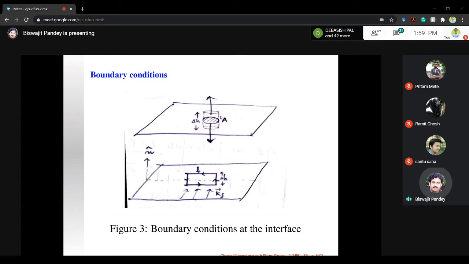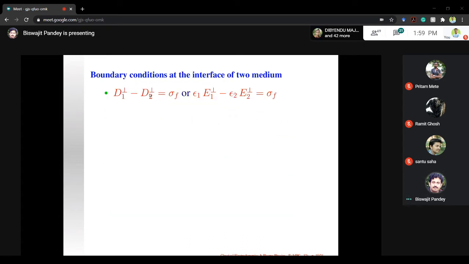So then you get this equation, right? D perpendicular 1 minus D perpendicular 2 should be... what it is saying is that the perpendicular component of the electric displacement vector is discontinuous at the boundary, and it is discontinuous by this amount, which is basically the free charge density on the surface.